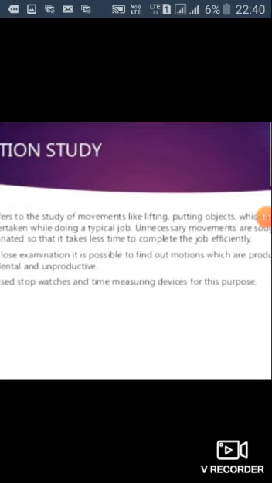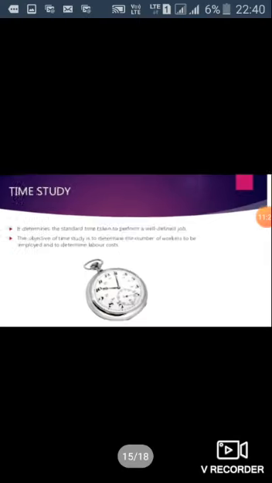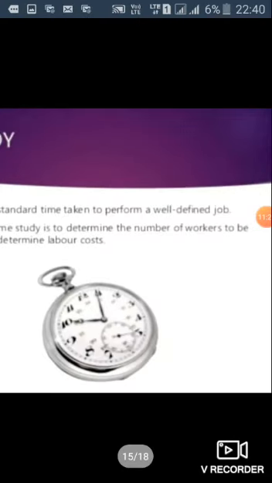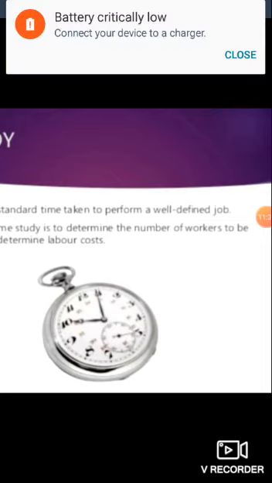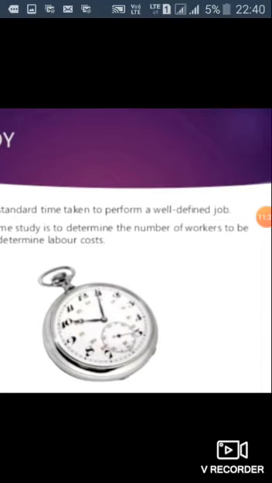Next we are coming to time study. Now as the name suggests, what is time study telling us? It refers to the technique which is used to determine the standard time taken by the workmen. Next we are talking about fatigue study.